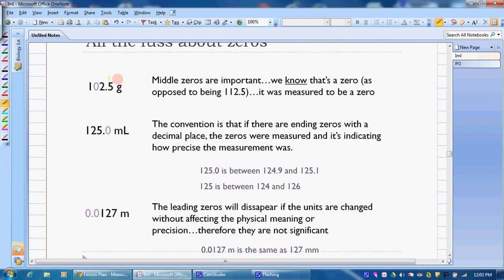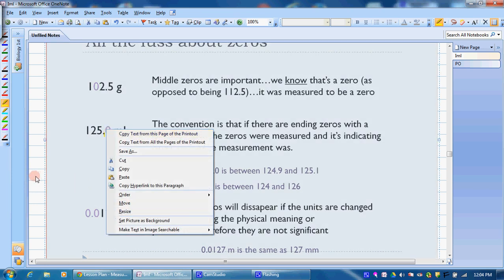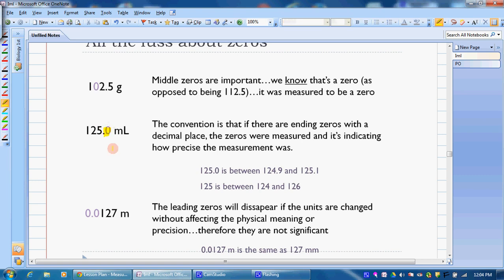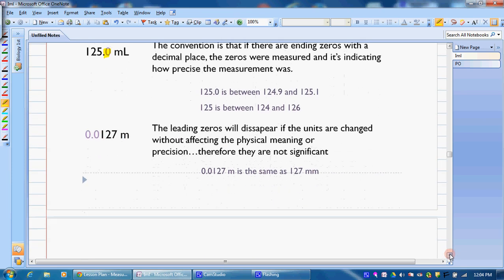So here's how it works. Here's a zero in the middle. It is significant because if it wasn't there, it would totally change the measurement. This is a trailing zero after a decimal place. We wouldn't write 0.0 unless we were estimating that digit. Leading zeros here are only placeholders. They're there just because this measurement is going to be smaller than a tenth, so they just hold the place. They don't count as part of the measurement.